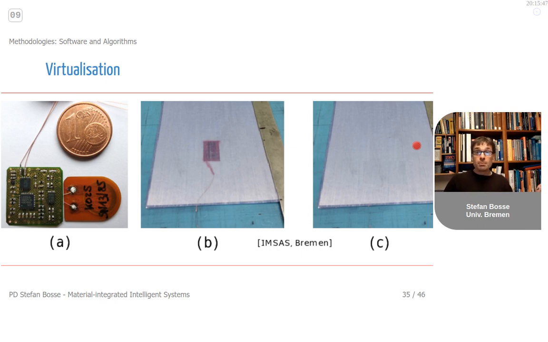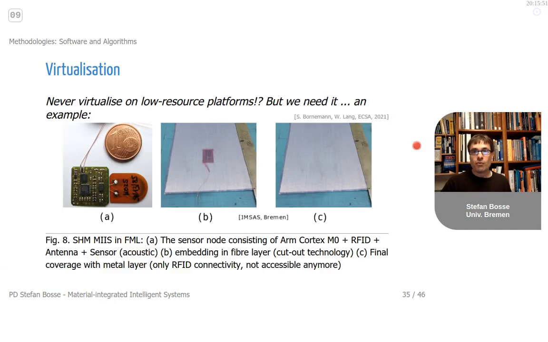No serviceability, and you can't program the device, for example. If you have one software error in your software, you have to use a saw to come closer to your device. So, here you see an example of an SHM system in a fiber metal laminate, and the most important part is this here. After, we have only RFID connectivity, not accessible anymore.